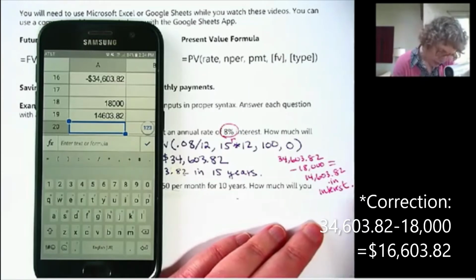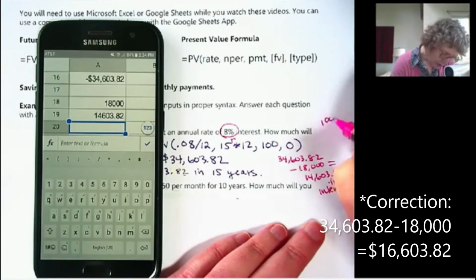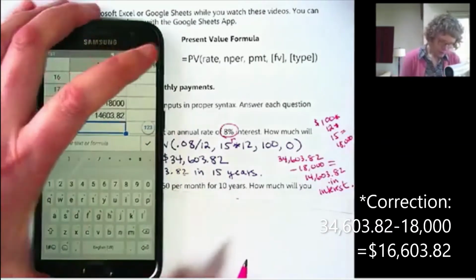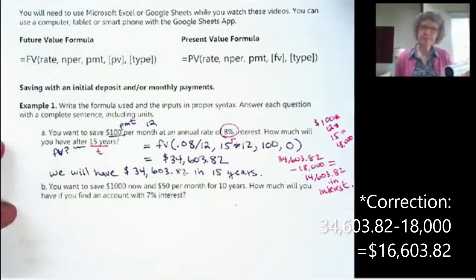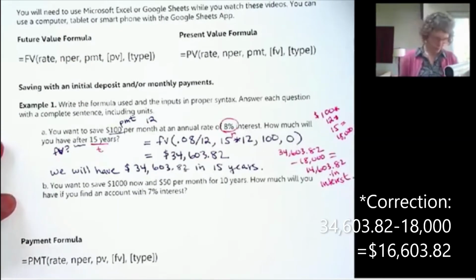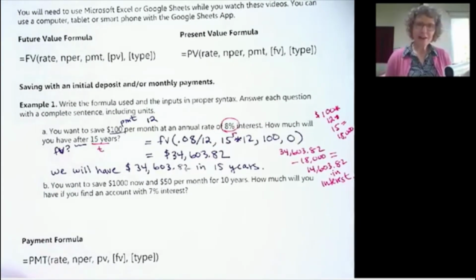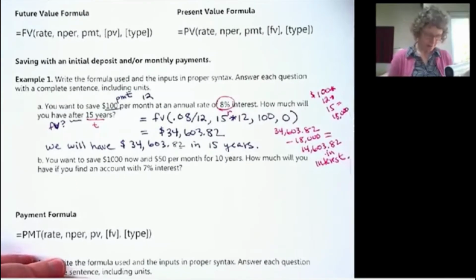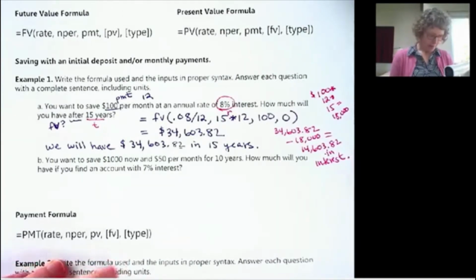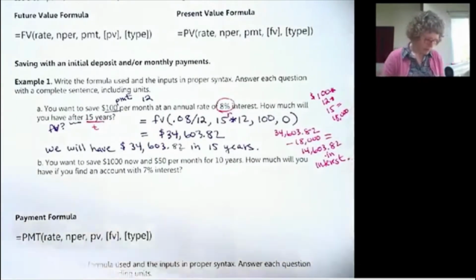Cool, huh? So that was the 100 times 12 months times 15. It's the 18,000. All right, so you might come across a question like that. I just had to know. Okay, so let's do another one. Let me cover this up before we get to our payment formula. It's going to be another formula.